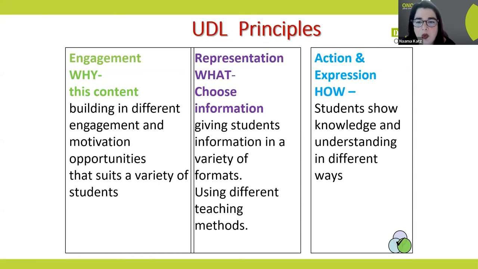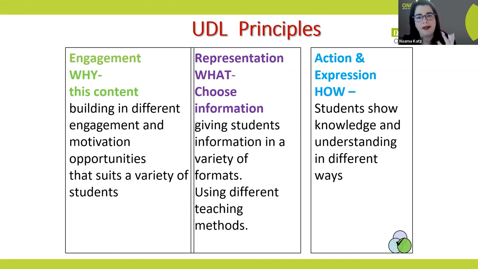I have to ask the question what, to choose the different kinds of ways to deliver the information, to work on the skills. I'm giving the students information in a variety of formats using different teaching methods. Okay, not just lecturing, not just presenting, it's all about a variety of models. And the how. The how is how can I assess a student, not just by one standard, by allowing them to express themselves in a few ways. The students show their knowledge and understanding in different ways and not just in the traditional way.